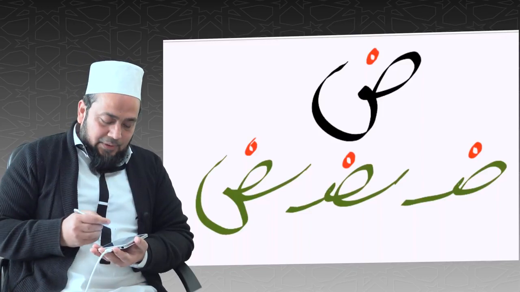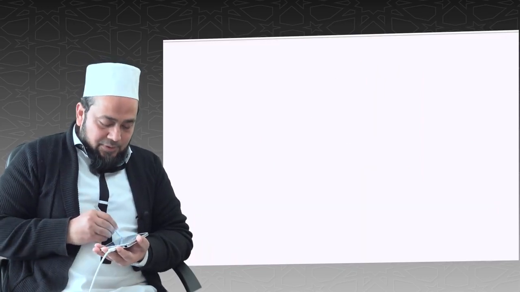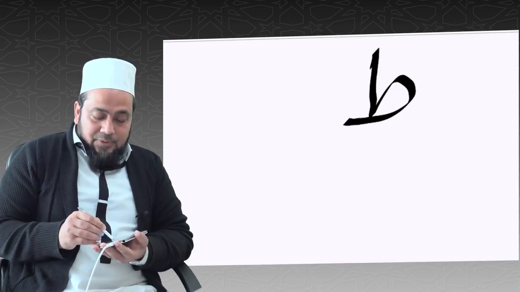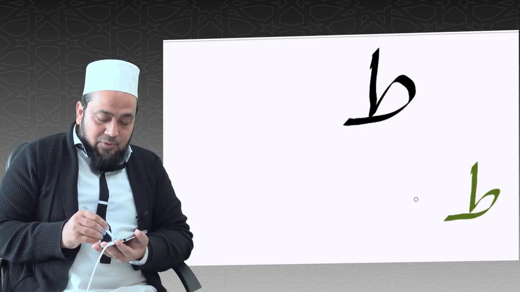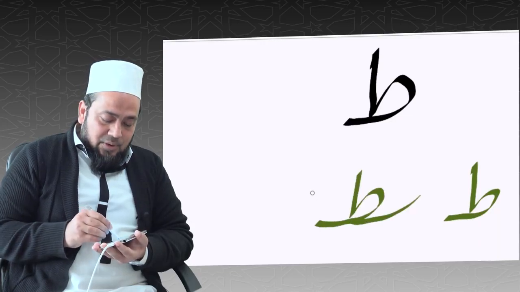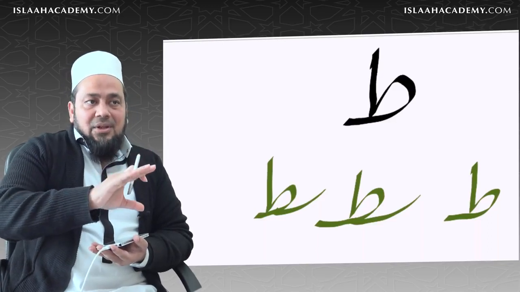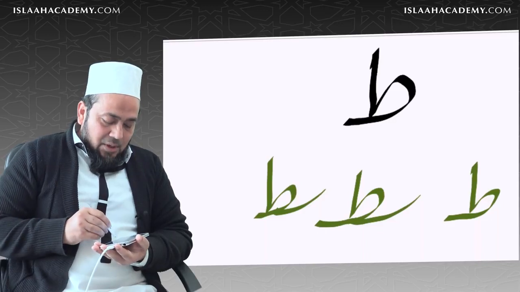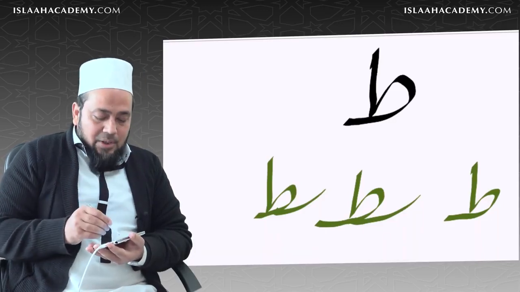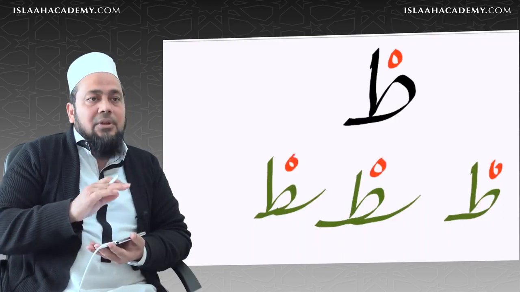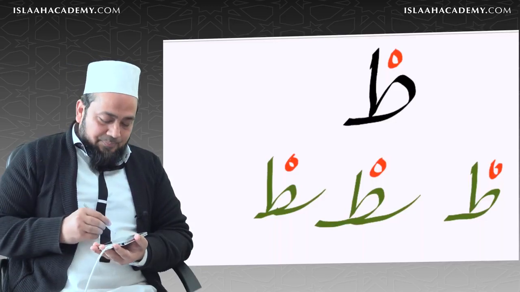Very easy. Let's move on to the next letter, Ta. The standalone shape of the Ta is this one. Beginning of the word shape is this one, middle of the word shape is this one, and end of the word shape is this one. So for the Ta there is not much difference. I will make it Za by adding only one dot on the top. You can see now it's turned into Za.